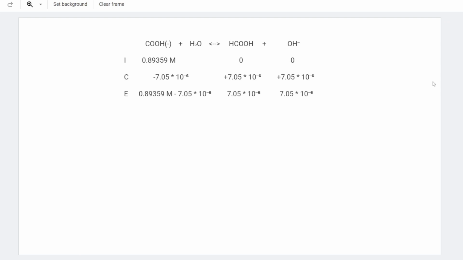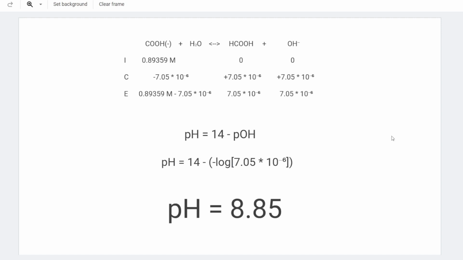We can now plug x in for our ice table, and now we can finally solve for pH using this equation. So pH is equal to 14 minus pOH. And fortunately, we do have hydroxide's value at equilibrium. This means that we can use this equation. So pOH is simply the negative log of the concentration of OH minus at equilibrium, which we have already solved for. And since pH is just 14 minus the pOH, we now can just plug this into our calculator and solve for pH. And so we get pH is approximately 8.85.